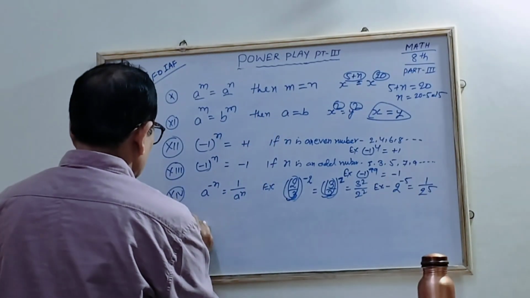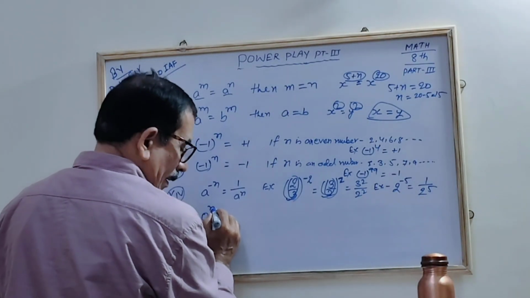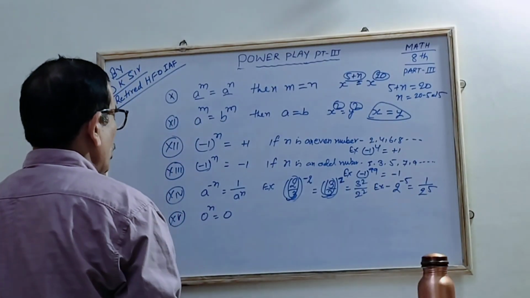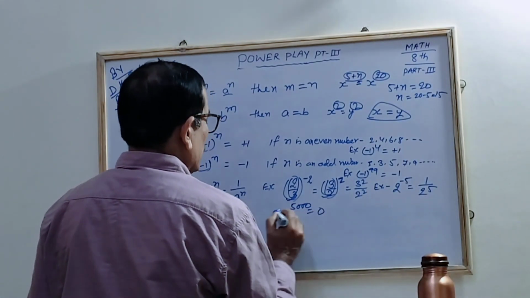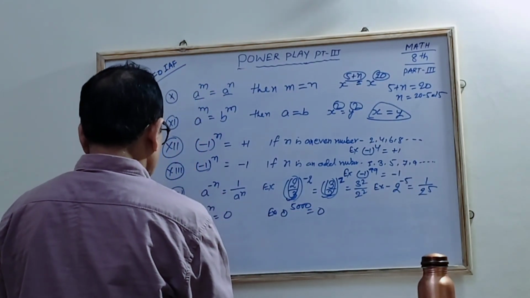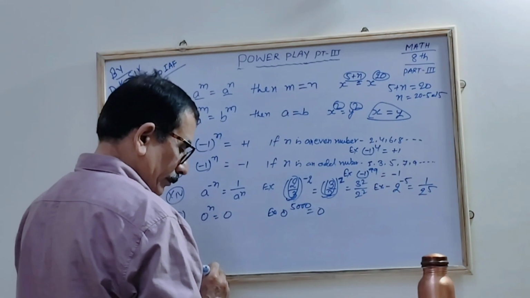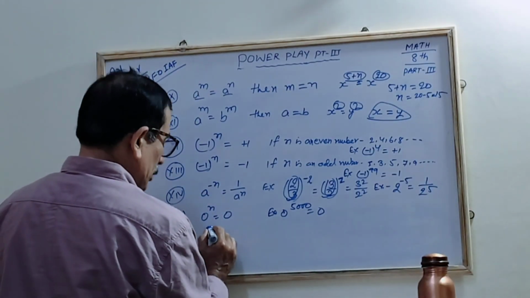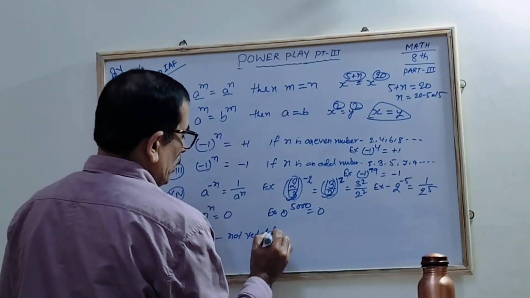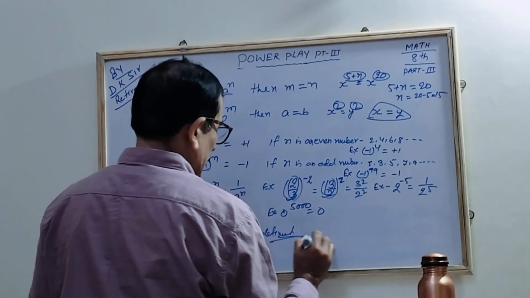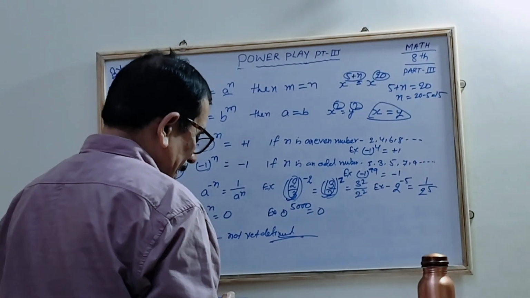Understood? The next is 15. So 0 to the power n is always 0. Even 0 to the power 5000, correct? Then also you are going to get 0 only, correct? Then next is rule number 16. What is 16? 0 to the power 0 is not yet defined, let us not get confused, correct? So we have learned the total of 16 formulas with the examples, correct?